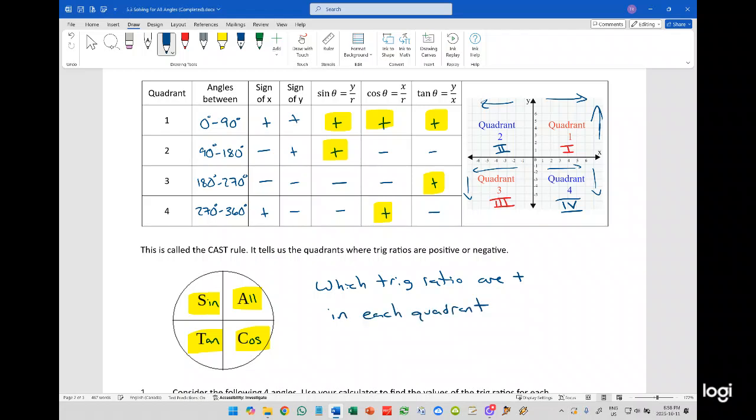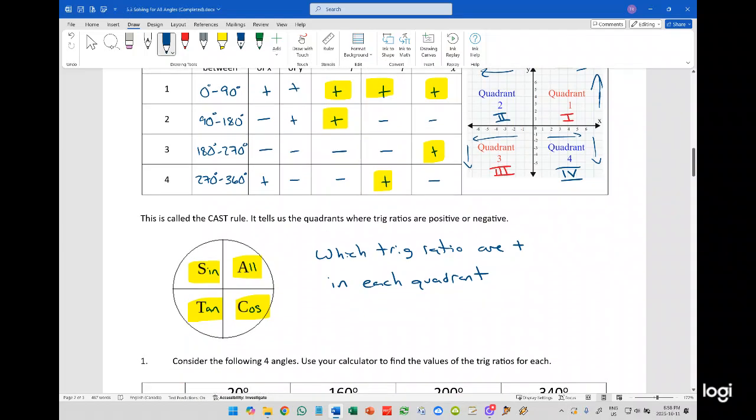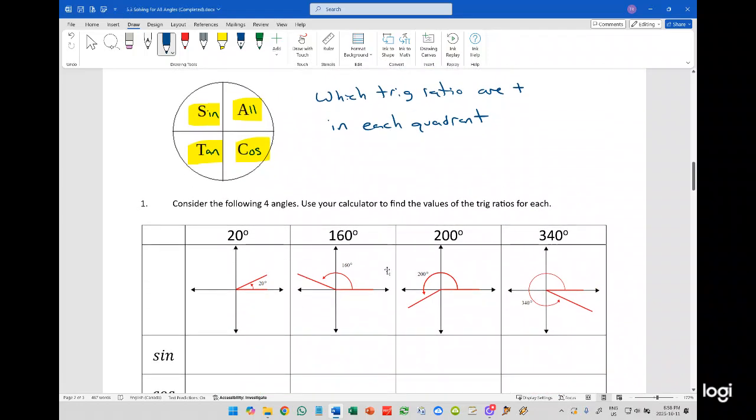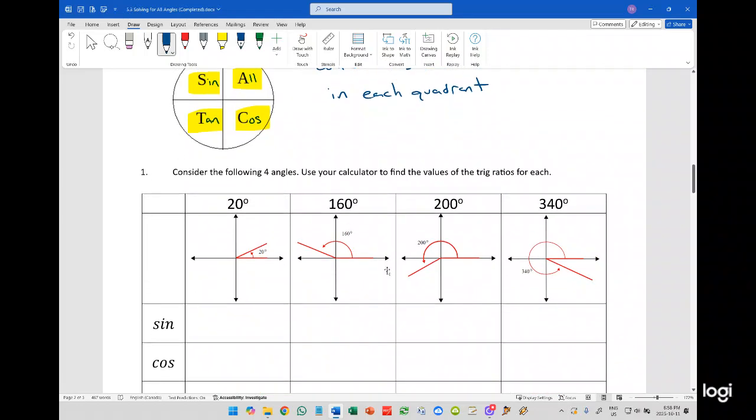And this may seem like it's not that important, and you could argue that it's not, but we're going to use it in a second to actually solve real problems, at least real fictitious trig problems. Okay, so here's what we got. We've got 4 angles here.